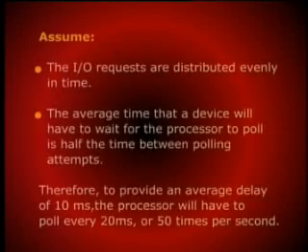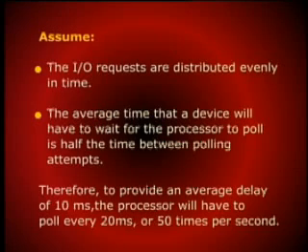For part A, assuming that the I/O requests are distributed evenly in time, so we use a uniform distribution. The average time that a device will have to wait for the processor to poll is half the time between polling attempts. Therefore, to provide an average delay of 10 milliseconds, the processor will have to poll every 20 milliseconds, which means a polling frequency of 50, that is 50 times per second.